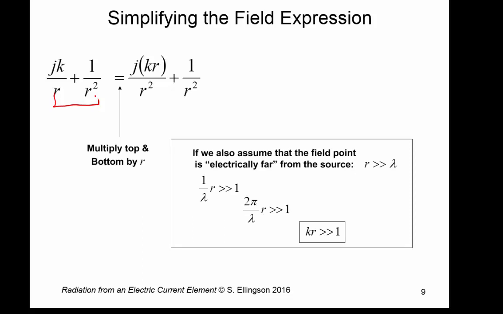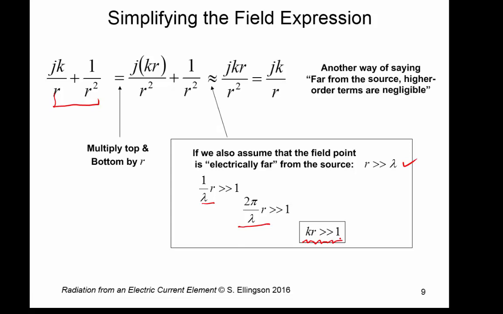If we also assume the field point is electrically far from the source, and that's what we've been doing all along, I can rewrite this as r over lambda is much, much greater than 1. And if that's true, then 2 pi over lambda times r is also much, much greater than 1. And 2 pi over lambda is just k, the wave number. So this is the same as saying that kr is much, much greater than 1.